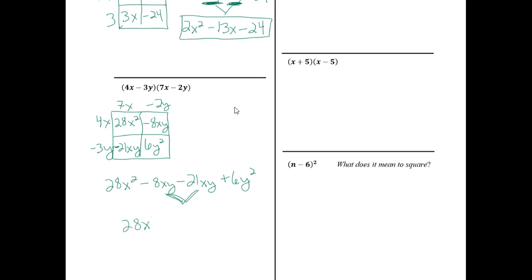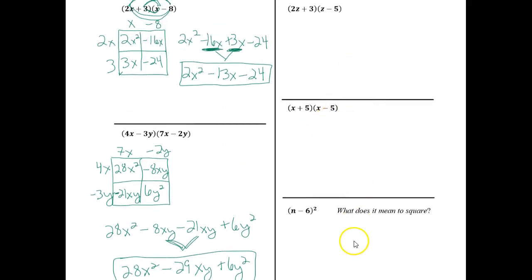I combine my like terms here that I see. I have 28x squared, negative 8, and a negative 21 make negative 29xy. Remember, when we combine like terms, we add or subtract the coefficients, the variable stays the same. And then plus 6y squared. Nothing else is like. That's as far as I can go. Go ahead and try the 3 on the right. And be careful with this one. I've given you a hint here to think about what squaring something means.